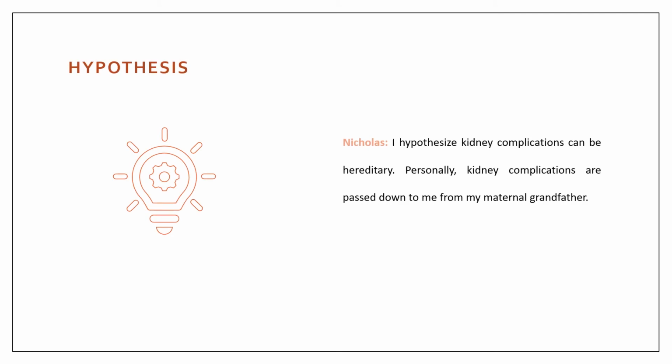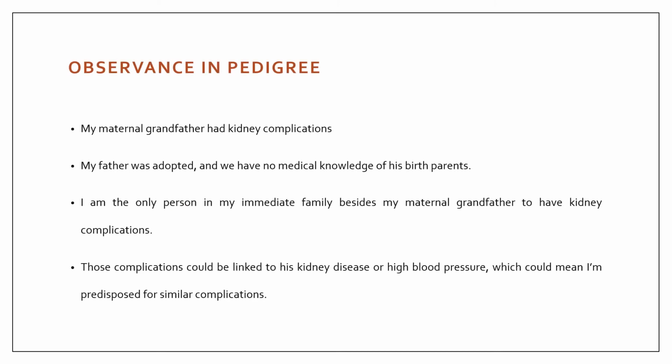My hypothesis is that kidney complications are passed down to me from my maternal grandfather. Taking a look at my family pedigree, my maternal grandfather had high blood pressure or hypertension and an unknown kidney disease, and I'm the only other person in the immediate family to have any sort of kidney complications.